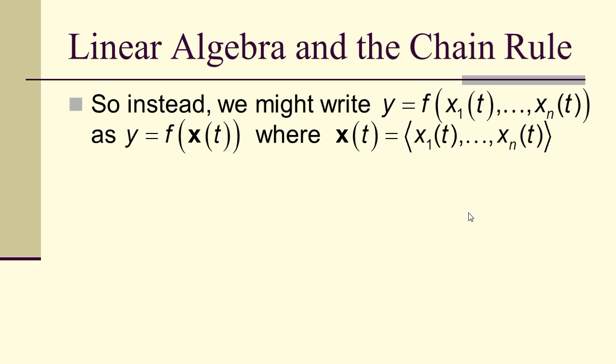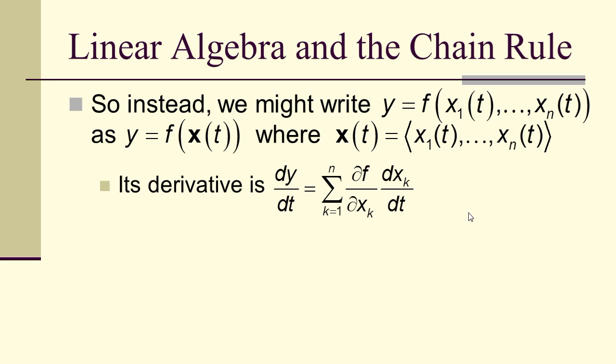So what does this mean? This means instead of having to write y equals f of a whole bunch of things, we can simply say y is f of the vector x of t, where x of t is the vector x1, x2, x3 up to xn of t. The derivative then can be written as a dot product, where df/dx is just all the possible partial derivatives, the gradient.